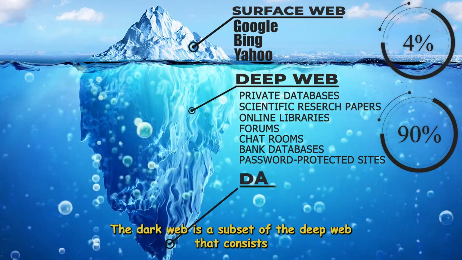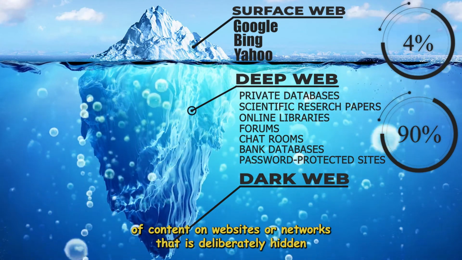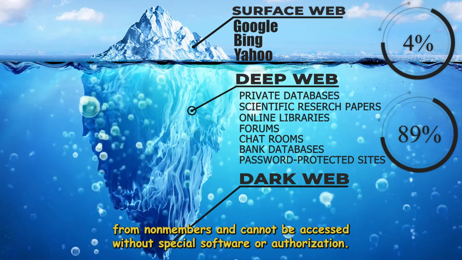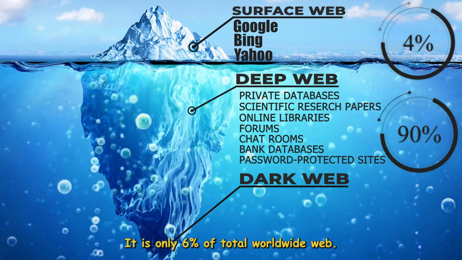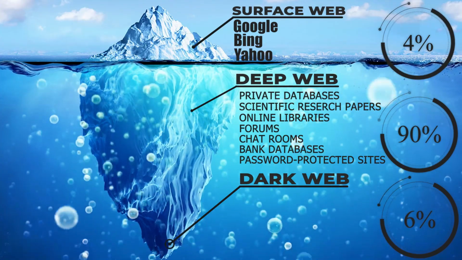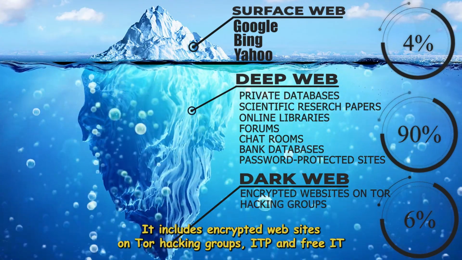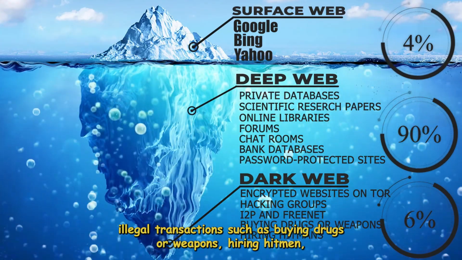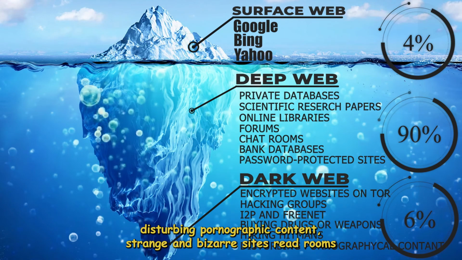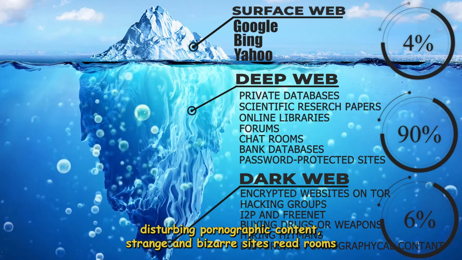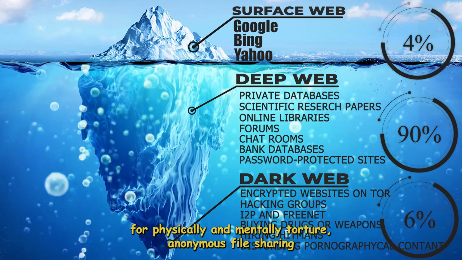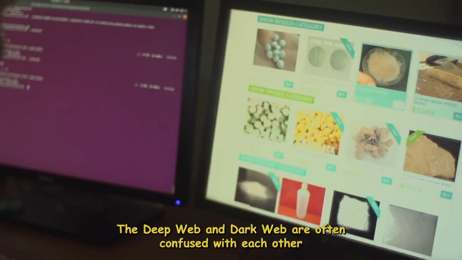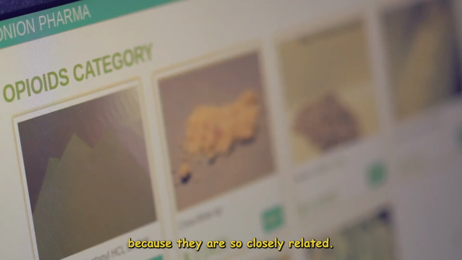The dark web is a subset of the deep web that consists of content on websites or networks that is deliberately hidden from non-members and cannot be accessed without special software or authorization. It is only 6% of the total World Wide Web. It includes encrypted websites on Tor, hacking groups, I2P and Freenet, illegal transactions such as buying drugs or weapons, hiring hitmen, disturbing pornographic content, strange and bizarre sites, red rooms for physical and mental torture, anonymous file-sharing sites, and also many legitimate information.